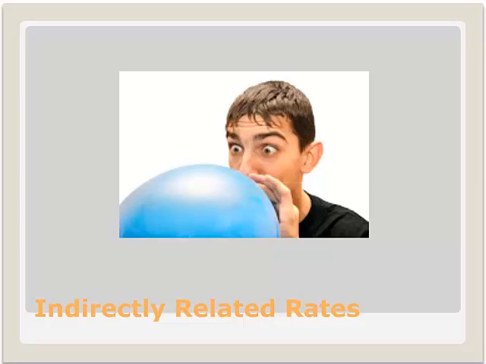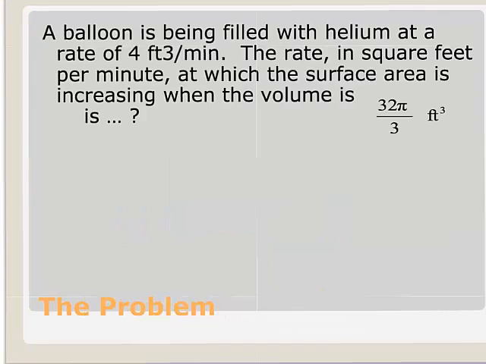So this last video is tackling the type of problem where it's related rates like our other problems have been, but instead of being directly related to one another, they are indirectly related. So the problem in the video is a balloon is being filled with helium at a rate of 4 feet cubed per minute. That should be an exponent right there. So that's given. And then it's asking us to find the rate in square feet per minute at which the surface area of this balloon is increasing at the instant when the volume is 32 pi over 3 feet cubed.